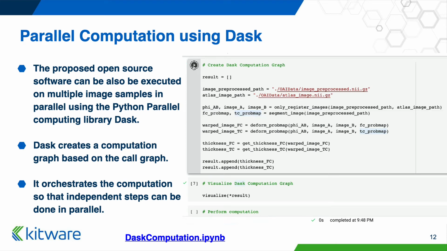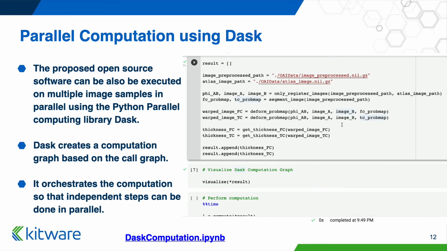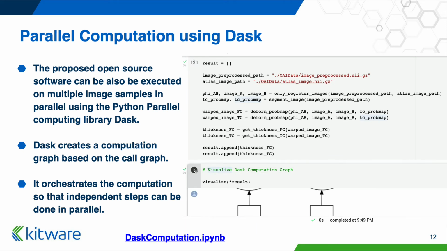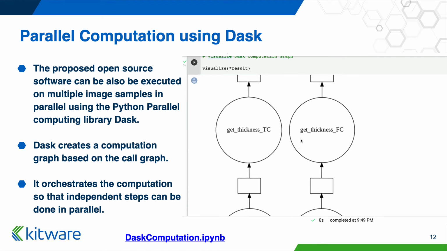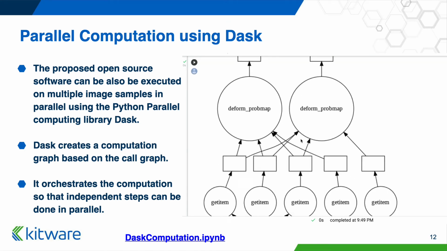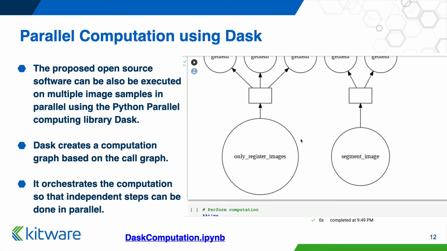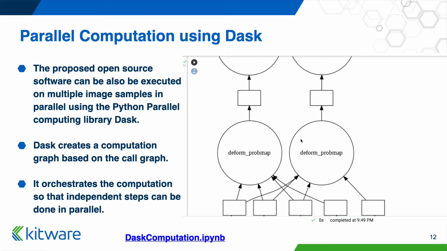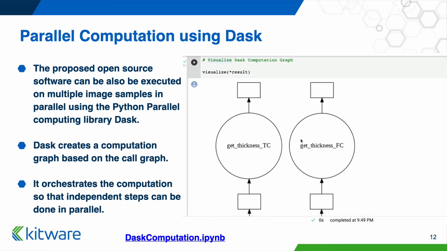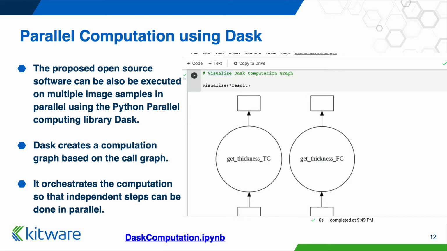The objective of this software is to be able to perform this analysis on this entire OAI dataset, or to perform this analysis for a single patient very quickly. For this purpose, we utilize a Python parallel computing library called Dask. Dask creates a computation graph based on the function call graph. This graph is then used to orchestrate the computation so that independent steps can be performed in parallel.